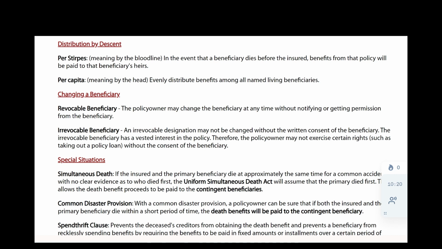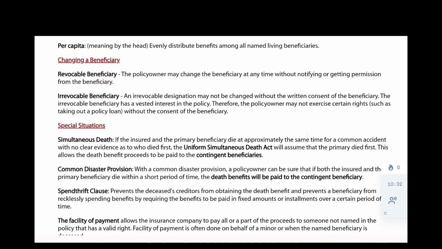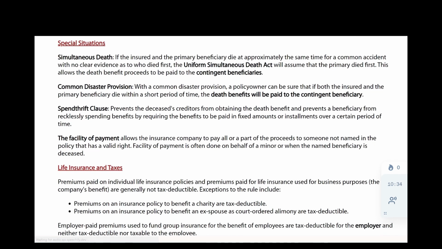Irrevocable beneficiary. An irrevocable designation may not be changed without the written consent of the beneficiary. The irrevocable beneficiary has a vested interest in the policy. Therefore, the policy owner may not exercise certain rights, such as taking out a policy loan, without the consent of the beneficiary.